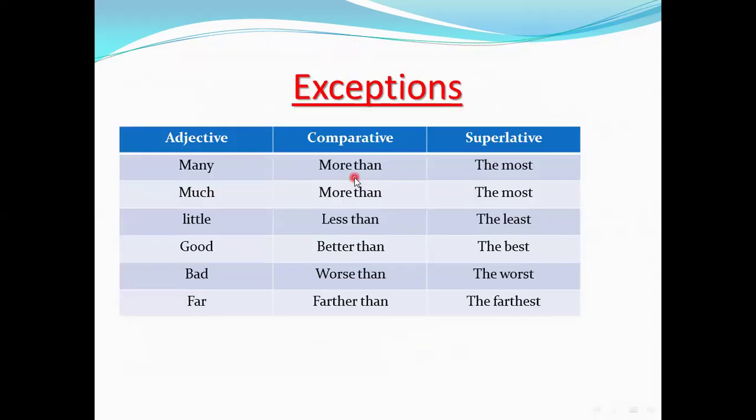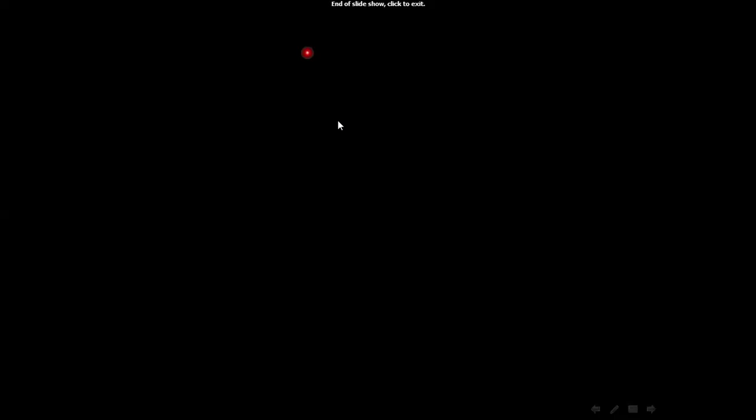Here we have some exceptions, like irregular verbs in the past simple. Here we have irregular adjectives, or exceptions, in this formula of adjectives. Many, more than, the most. Much, more than, the most. These are special adjectives that can't be used like the others. Little, less than, the least. Good, better than, the best. Bad, worse than, the worst. Far, further than, the furthest. Okay, let's go to our lesson.